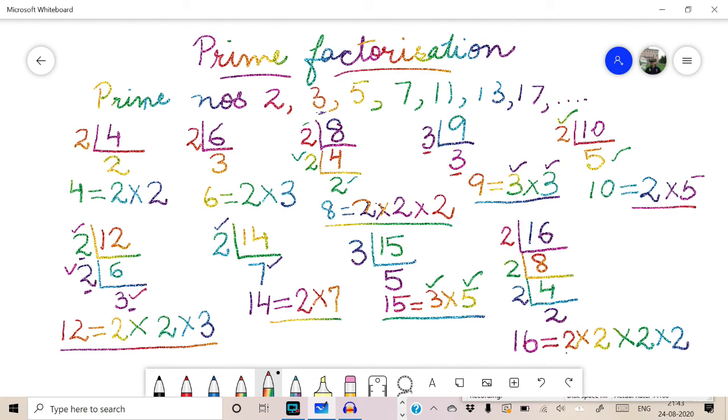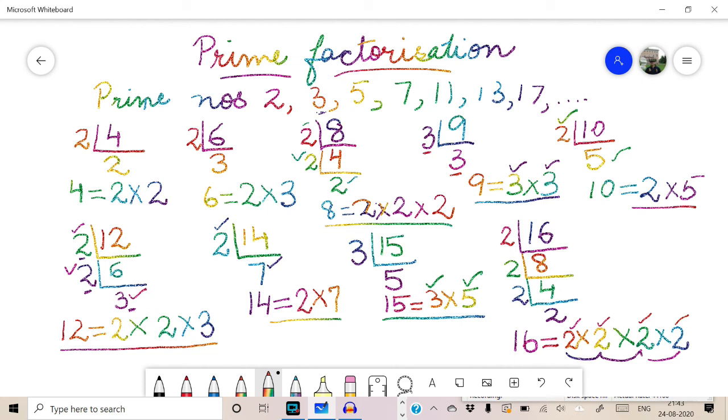Now see children, 2 2s are 4, 4 2s are 8, 8 2s are 16. So that is how 16 has been converted into 2 multiplied by 2 multiplied by 2 multiplied by 2. So 16 we have changed into all prime factors.